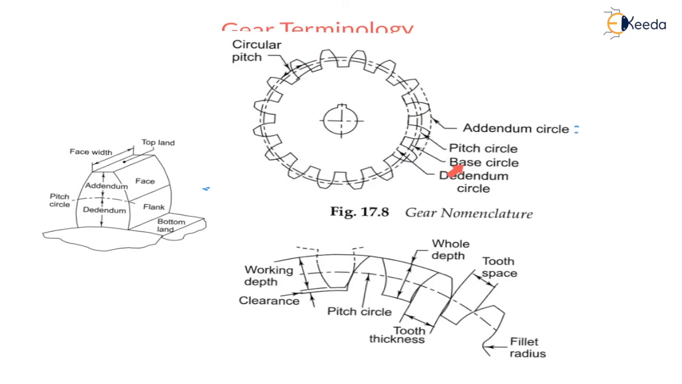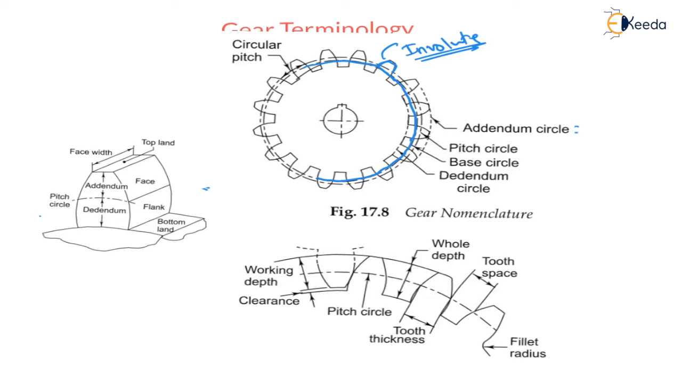Again there is one more circle called the base circle. See here, this circle is the base circle. Just below the pitch circle, this circle is called the base circle. Now, above this base circle the tooth profile is involute. This profile we are going to see later, right?